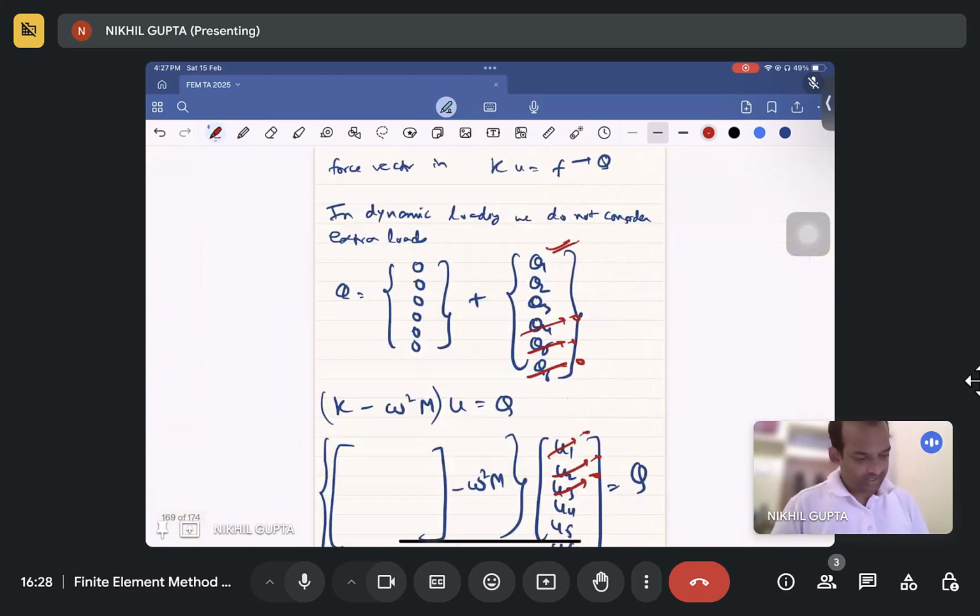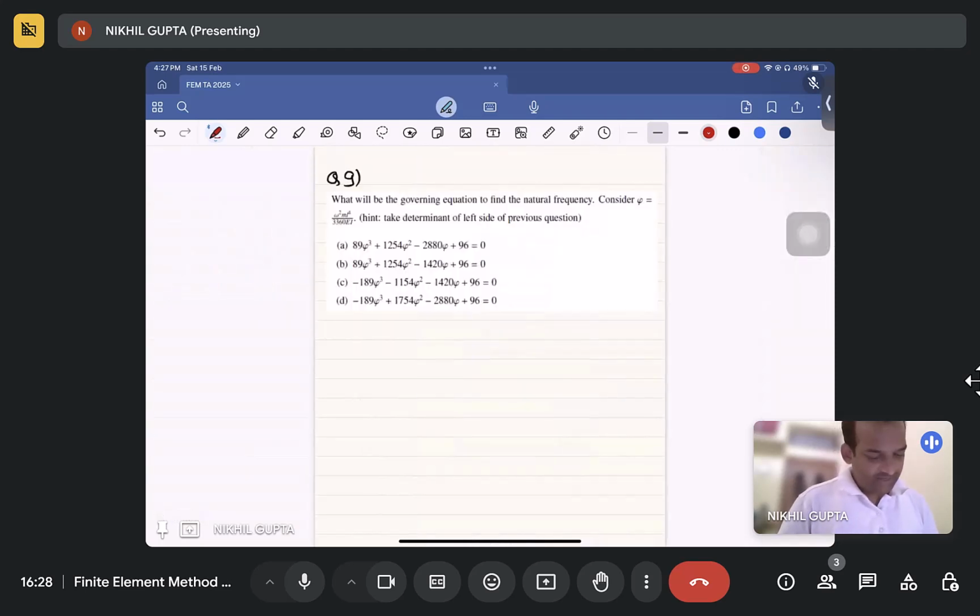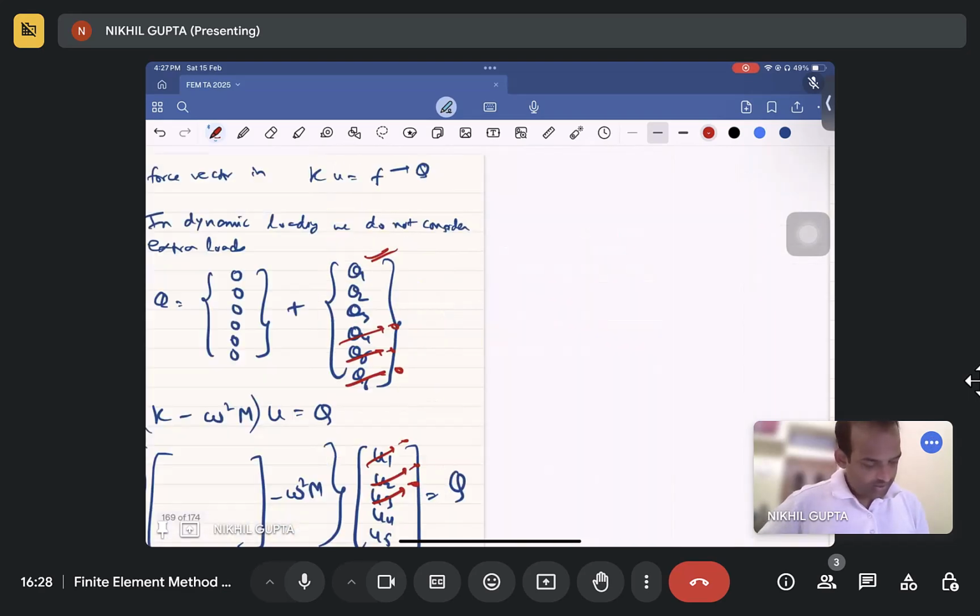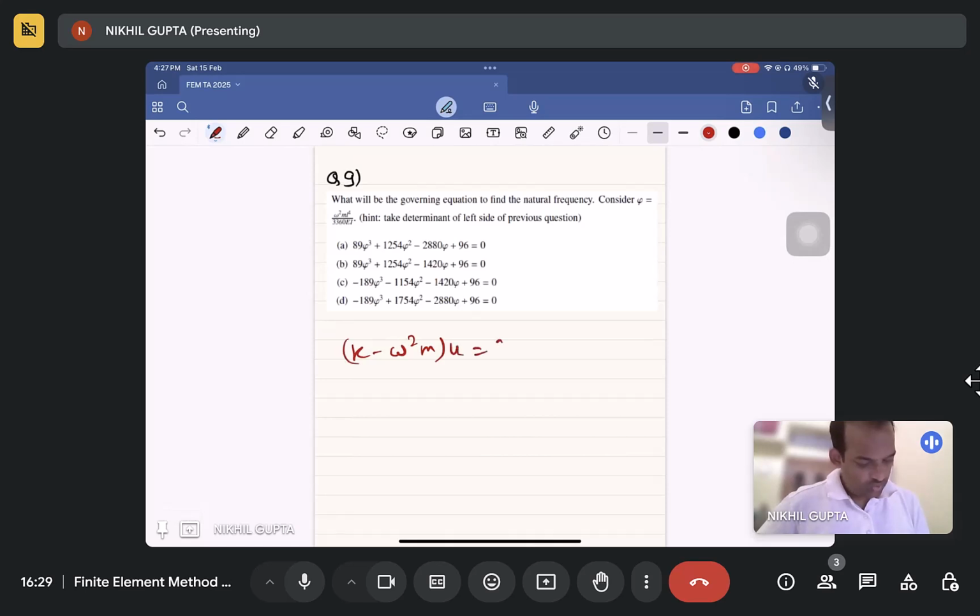Now let's see what other things are asked in this. What will be the governing differential equation? Governing equation to find natural frequency. Now what you have to do, since you know you have this k minus omega square m equation, U equal to Q, and you're solving a reduced K matrix, we can directly write reduced K minus omega square M matrix we got.